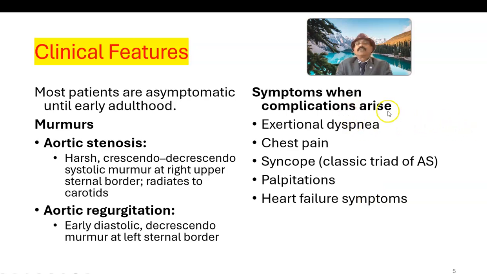Symptoms when complications arise: exertional dyspnea, chest pain, syncope, the classic triad of aortic stenosis, plus palpitation and heart failure symptoms. So you get dyspnea, chest pain, syncope, palpitation, and heart failure symptoms.